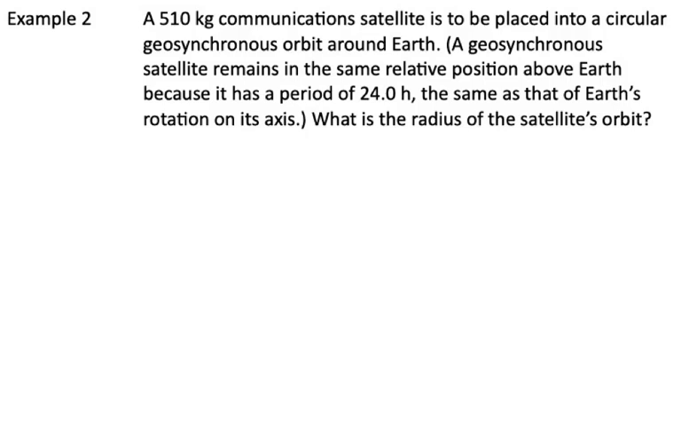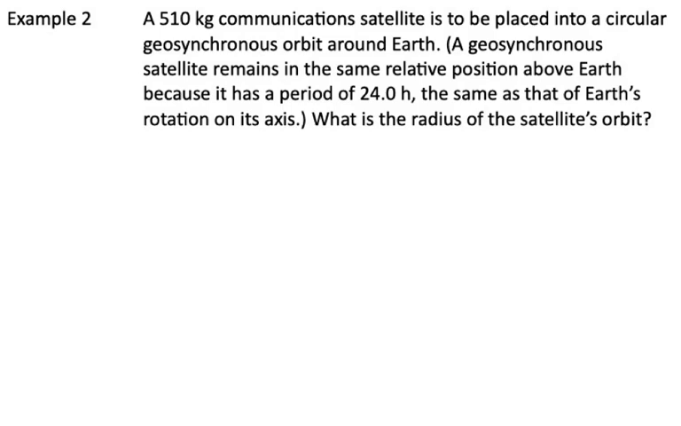So geosynchronous orbit, as I said in the last example, is extremely important to things such as GPS satellites. It's important that those satellites stay in the exact same position at all times relative to the Earth. So we need to know exactly how far away from the Earth a geosynchronous orbit would be.